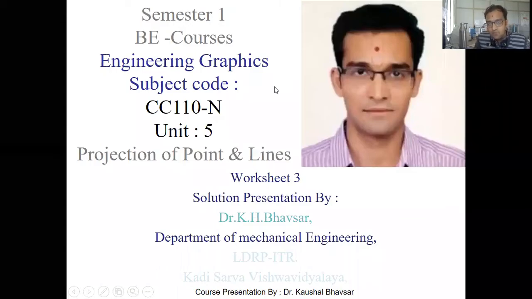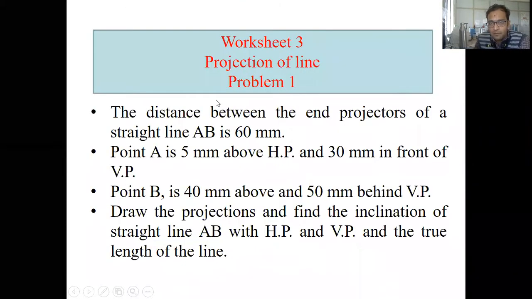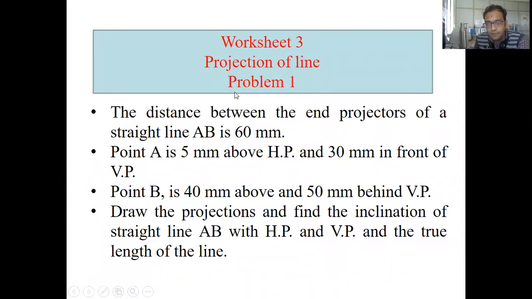Let us move ahead with worksheet number 3, and here you can see the problem statement. The problem statement suggests that the distance between end projectors of line AB is 60 mm. Location of point A is given. Point A is 5 mm above HP and 30 mm in front of VP.